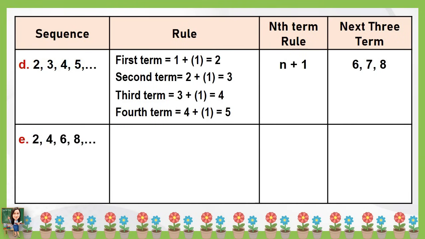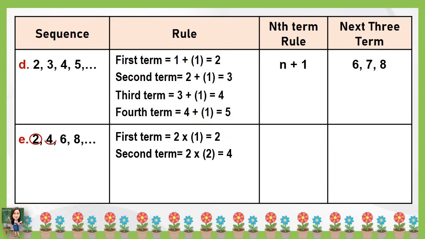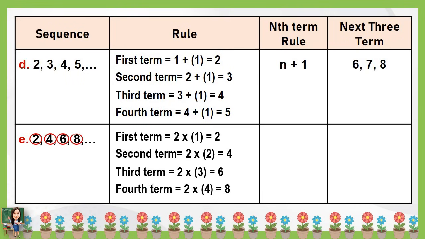For sequence letter E, the terms are 2, 4, 6, 8. Here is the rule. First term, 2 times 1 equals 2. Second term, 2 times 2 equals 4. Third term, 2 times 3 equals 6. And fourth term, 2 times 4 equals 8. The nth term rule is 2 times n, or 2n. And the next three terms are 10, 12, 14. How do we get that?